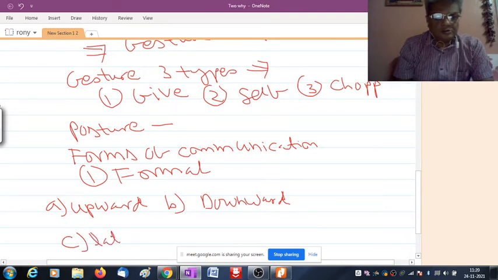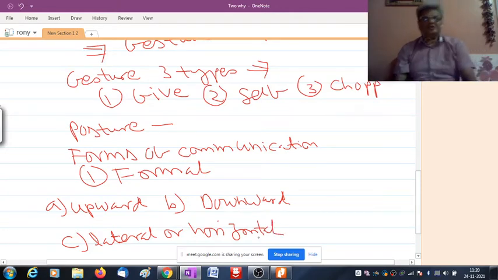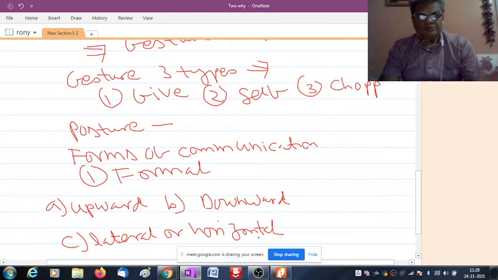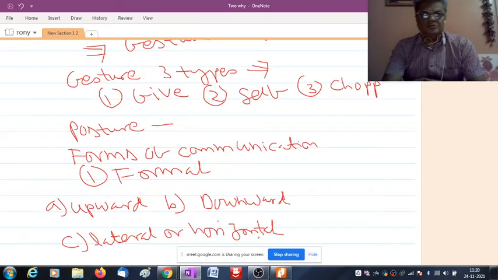Then lateral or horizontal. It means communication amongst the peer group, people holding the same position. If there is communication among them, it is called lateral or horizontal communication.